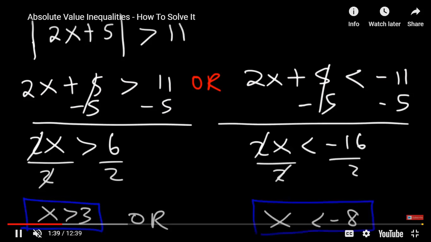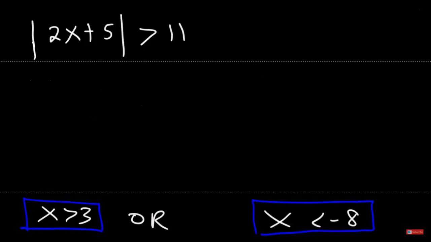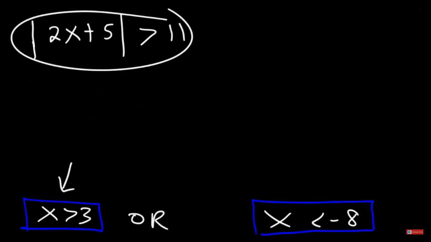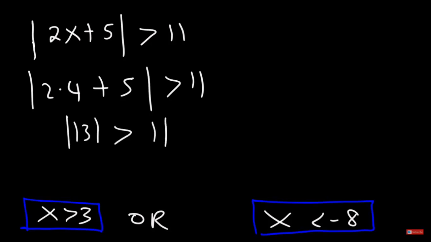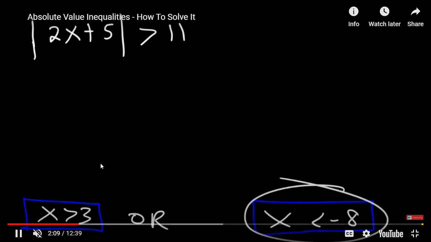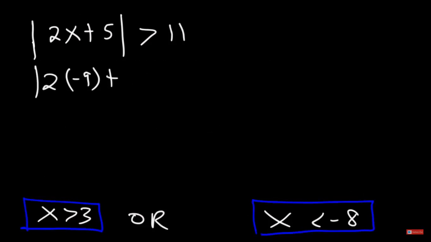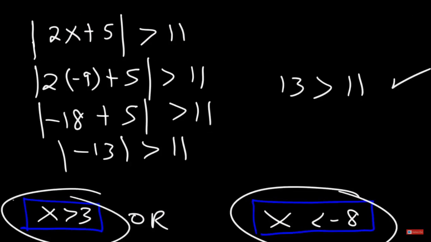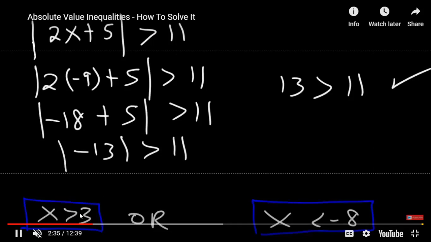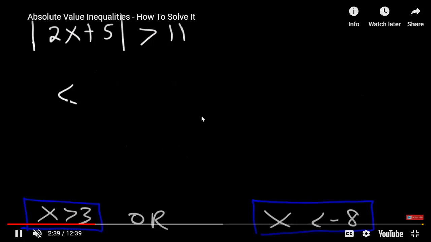If we want to represent now x more than 3 or x less than negative 8 on the number line, we started from the beginning with the absolute value of 2x plus 5 more than 11. Take any number here, x is more than 3. Then put a number to check the answer x less than negative 8. Give me any number less than negative 8. So it will be 2 times negative 9 plus 5; the absolute value of negative 13 is more than 11. Then this is correct. Which means if you choose any number from the region x more than 3, or this region, it will satisfy the inequality.